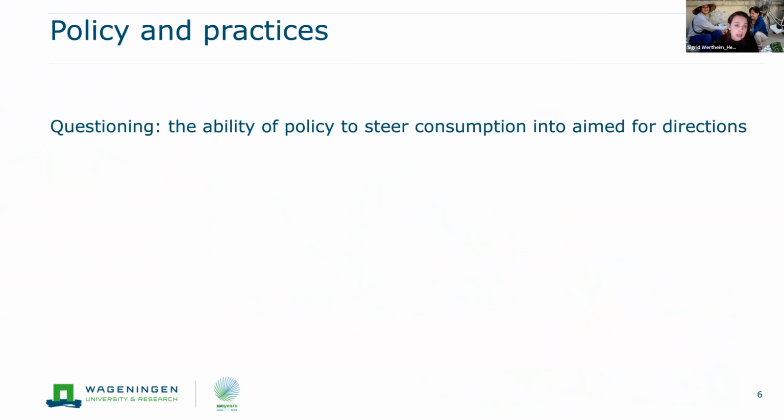And during this presentation, I hope you wonder with me, actually question with me, the ability of policymakers to steer consumption into aimed-for directions. Because the idea of the policymakers is that supermarkets provide more controlled and safe and hygienic shopping environments. And so the whole idea about this retail modernization is to steer consumers into supermarket-based shopping practices.